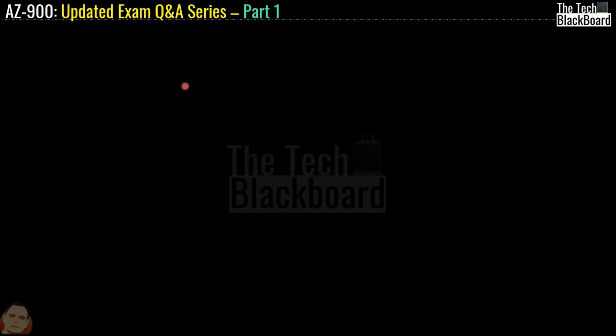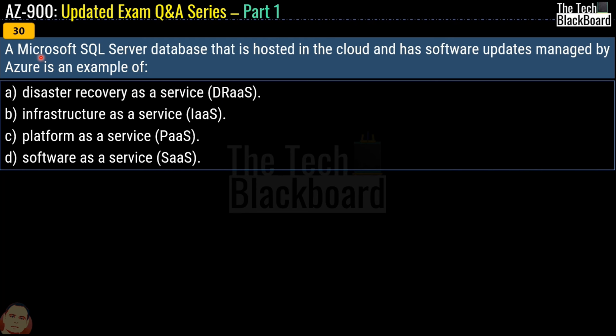And that's why let's take one more question on IaaS, PaaS, and SaaS. The question number 30 says, a Microsoft SQL Server database that is hosted in the cloud and has software updates managed by Azure is an example of disaster recovery as a service, or is it an example of infrastructure as a service, or is it platform as a service, or is it software as a service? The correct answer for this question is option C. So Microsoft SQL Server database is an example of platform as a service. And here friends, I want to stress on a very important point in this question.